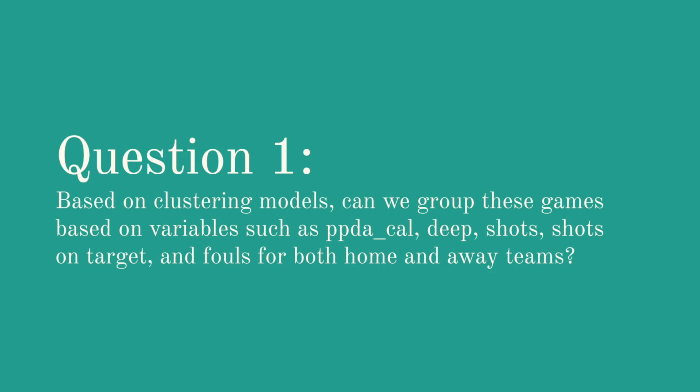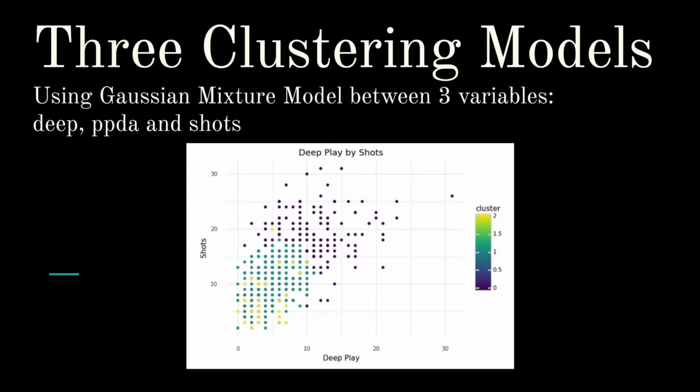Our first question is whether we can cluster these based on variables such as PPDA, deep, and shots. We ended up just using deep, PPDA, and shots instead of the other ones. We used the GMM model. Just thought this was the best way to cluster these between offense, defense, and average, and you'll see it going forward. Deep play being offensive, shots also being offensive.